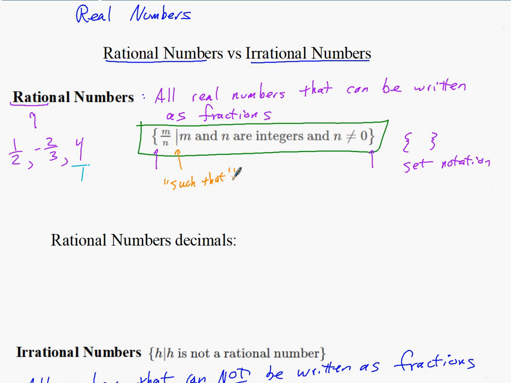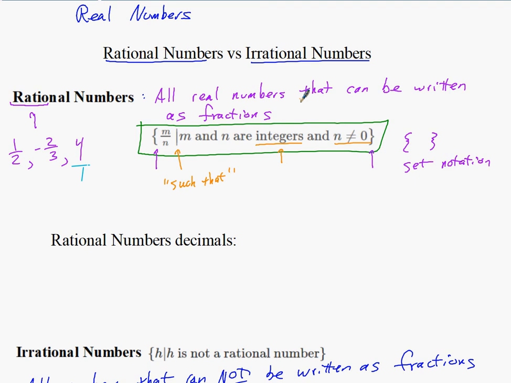So rational numbers are the set of m divided by n such that or where m and n are integers and n cannot equal 0. Okay, well, we haven't talked about integers yet, but we're going to talk about that today. So we'll come back to this definition at the end, and we'll see if this all makes sense. But this is our mathematical way of saying all the stuff that's written in purple up there.